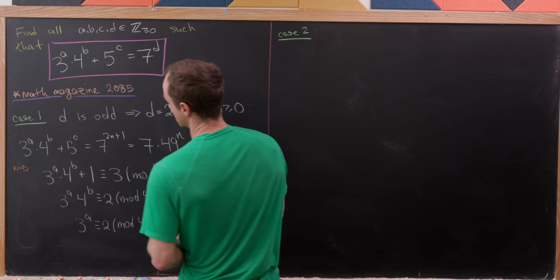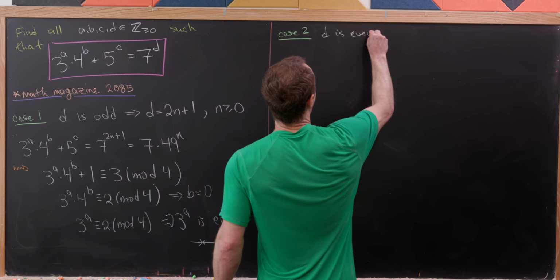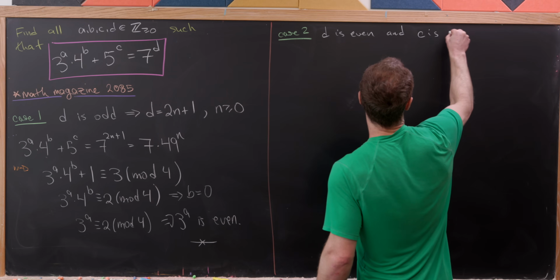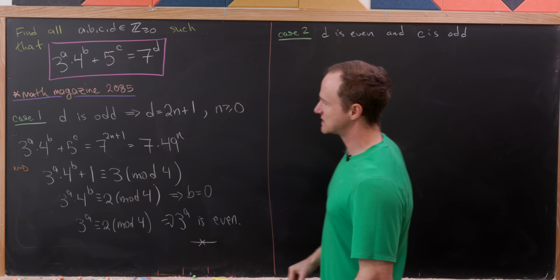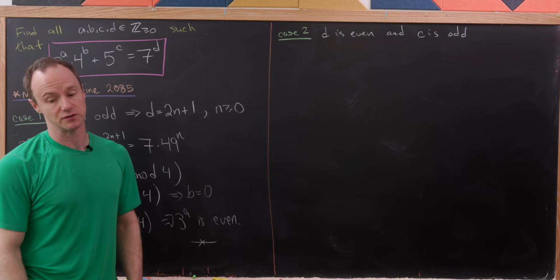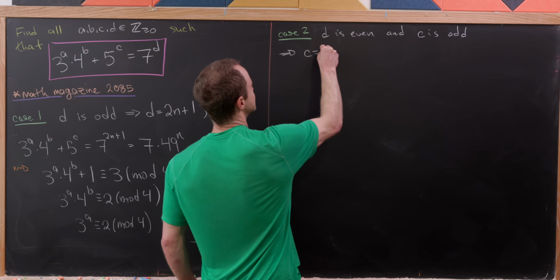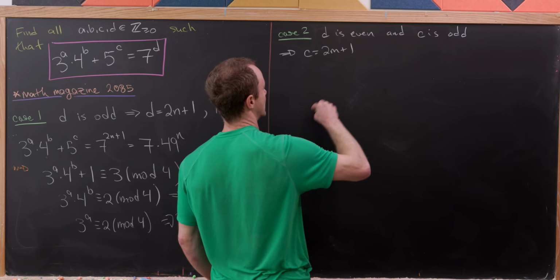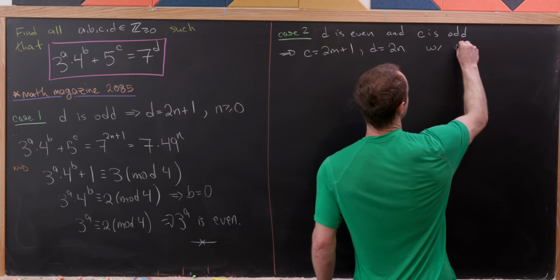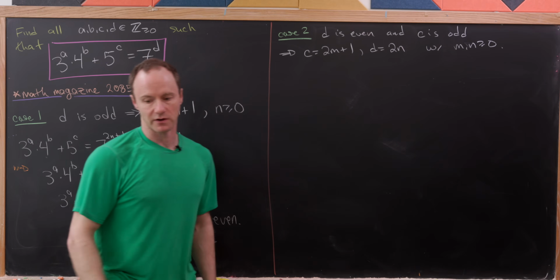So case 2. That'll be the case when d is even and c is odd. It would be nice if we could just have two cases, d is odd and d is even, but you'll see that we will not be able to do that. Okay, well that tells us that c is equal to 2m plus 1, and d is equal to 2n, with m and n both bigger than or equal to 0.